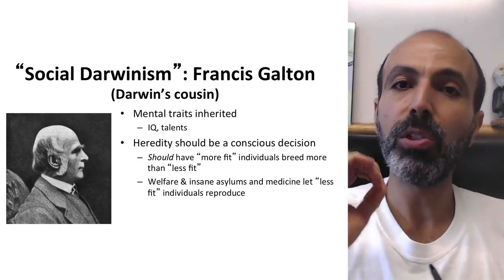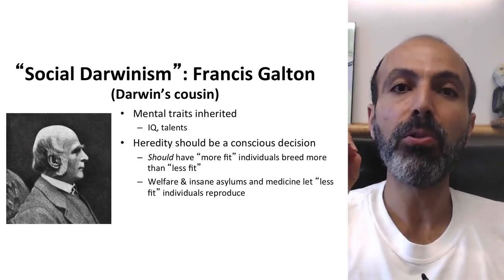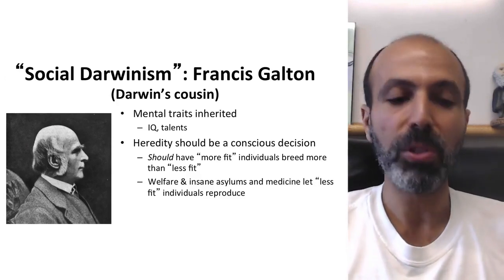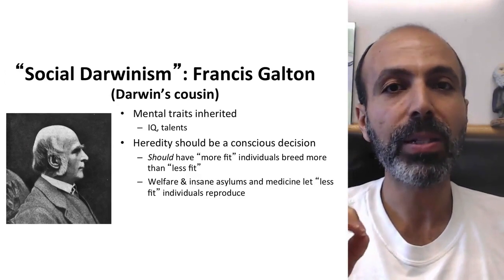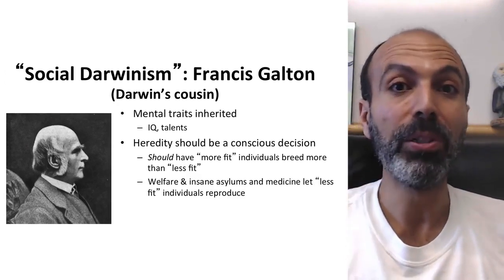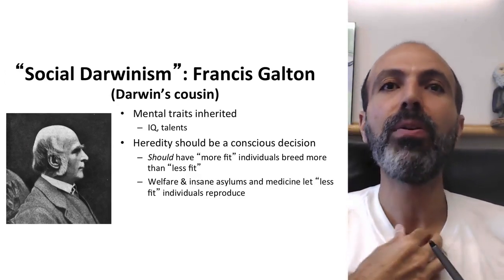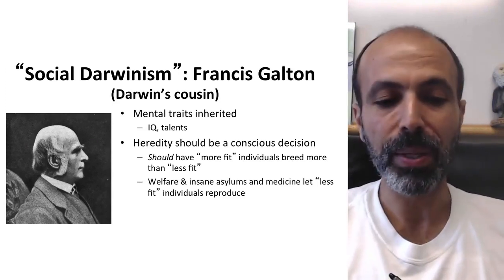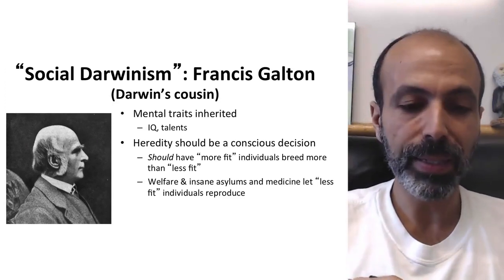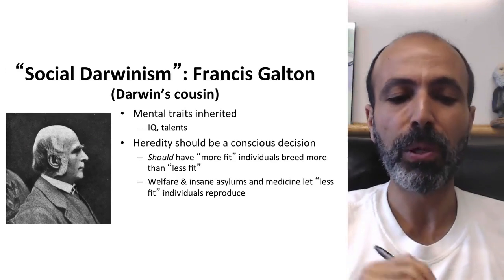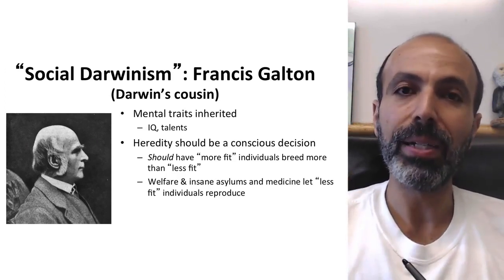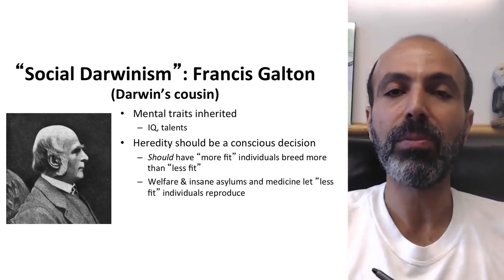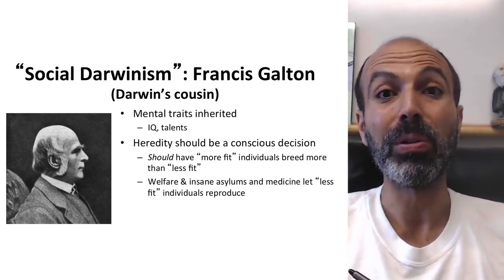That essentially we should consciously allow those who we deem to be the more fit individuals to breed more than the less fit individuals. Now, in this case, we're not necessarily referring to fitness in the context of ability to produce a lot of offspring, but more fit in terms of how we think humanity should be. So, in this context, people on welfare or in insane asylums may be considered less fit. So, the idea would be to limit their access to medicine or limit their ability to reproduce.